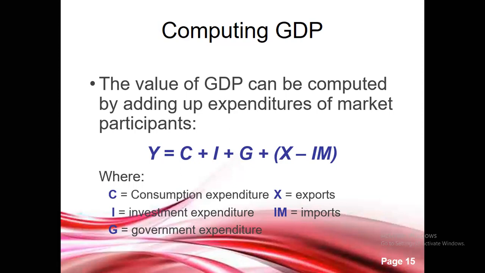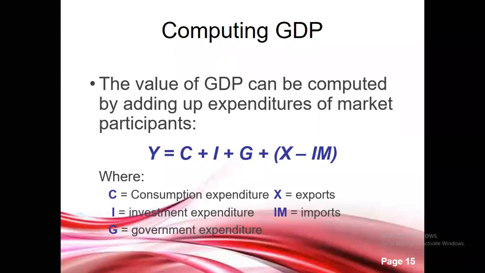Net exports are exports minus imports, right? If you add all these values, you can get GDP. We are indicating Y as GDP.